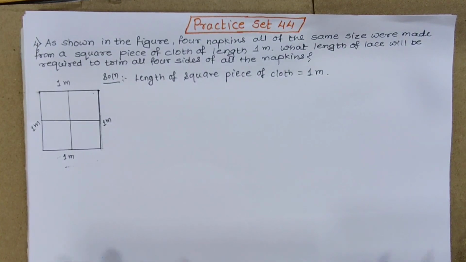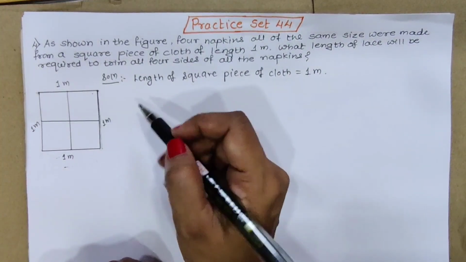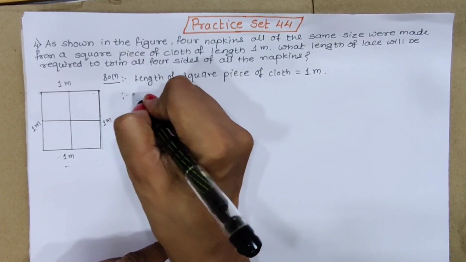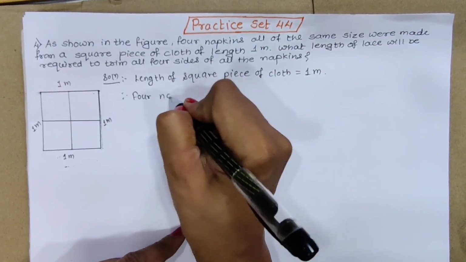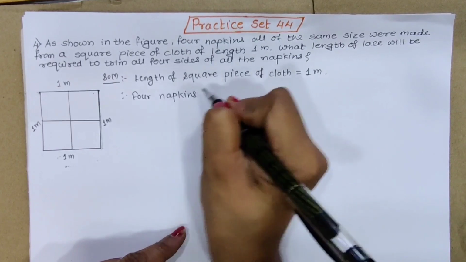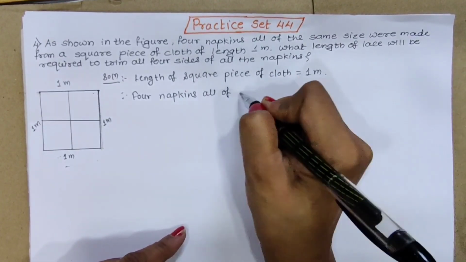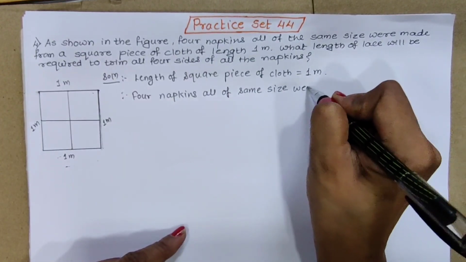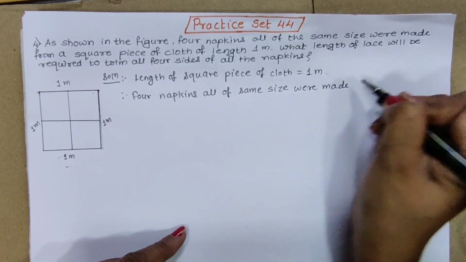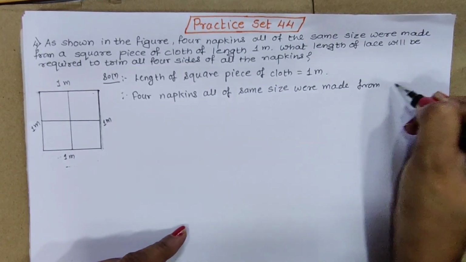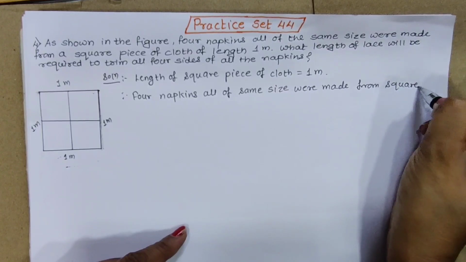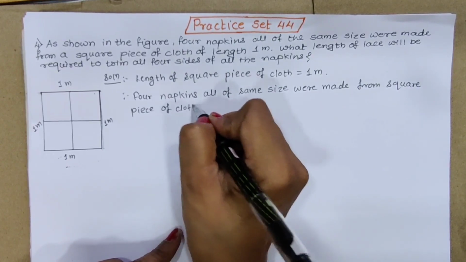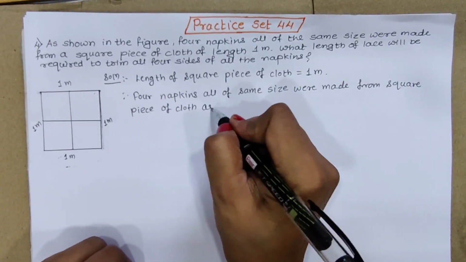Correct. Now, as it is 1 meter, we will write what is made from it: 4 napkins, all of the same size, were made from the square piece of cloth, as shown in the figure. Okay.